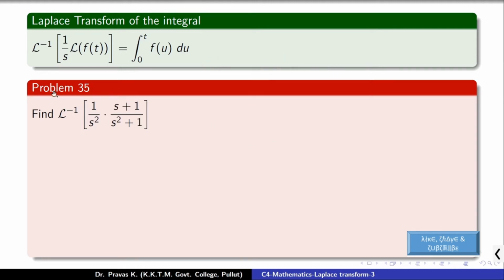Now let us try one more problem. Here you can see that there is an expression of s plus 1 by s square plus 1, and there is a prefix of 1 by s square to that. So we write it as 1 by s into 1 by s into s plus 1 by s square plus 1. We first do the inverse Laplace transform.